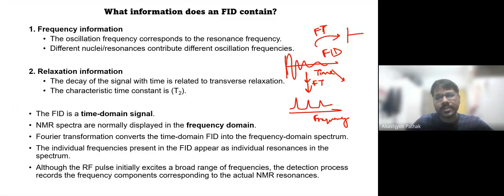That is what I was explaining, that when you do a Fourier transform, only then will you be able to deconvolute all the frequencies and all the NMR resonances which were present.